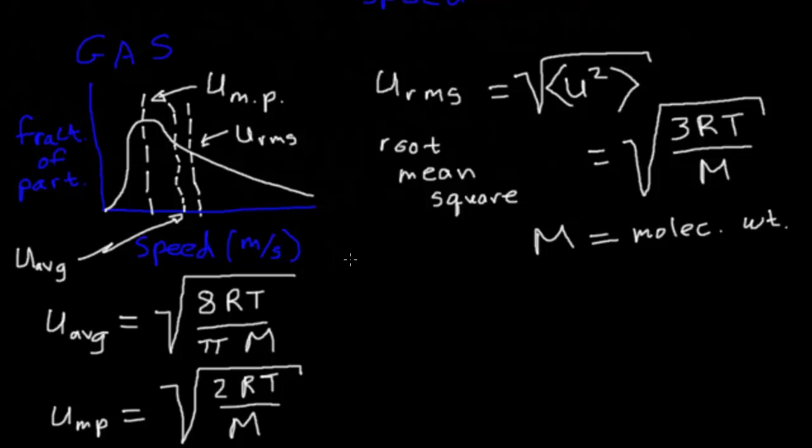Now let's think about what happens both as we change temperature and as we change molecular weight to the shape of this curve. So that's where we're going to go next. Let's clear off some space to work in. Now we're going to look at some different plots. I'm going to sketch my axis back here. This is speed again in meters per second, and this is the fraction of molecules. So this is my speed distribution plot.